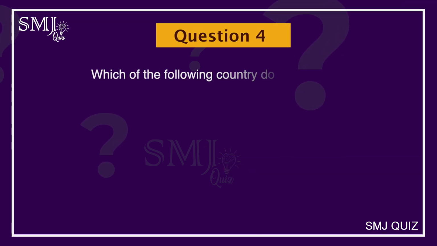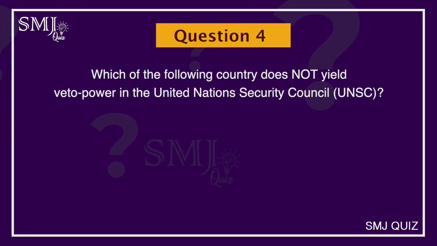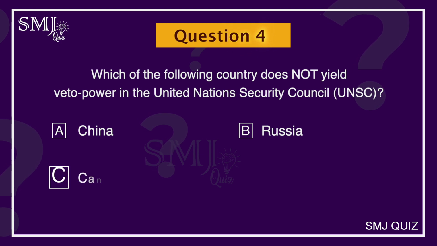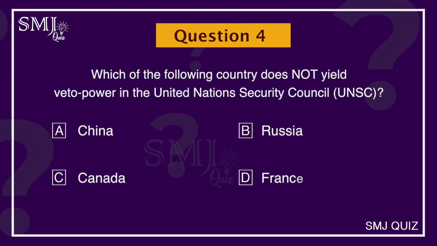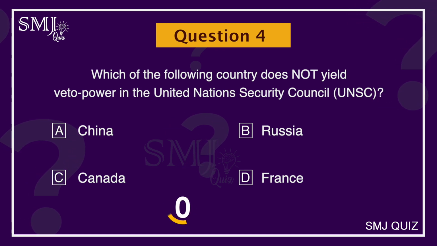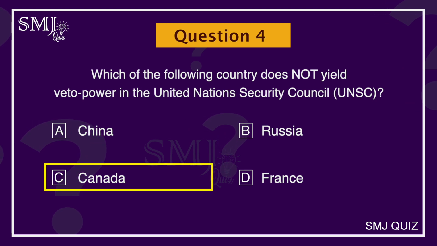Question 4. Which of the following countries does not wield veto power in the United Nations Security Council, UNSC? A. China, B. Russia, C. Canada, D. France. The answer is C. Canada.